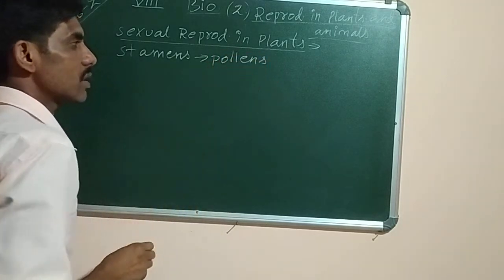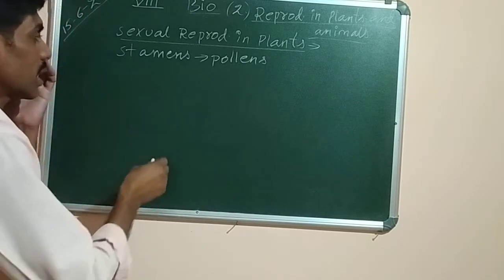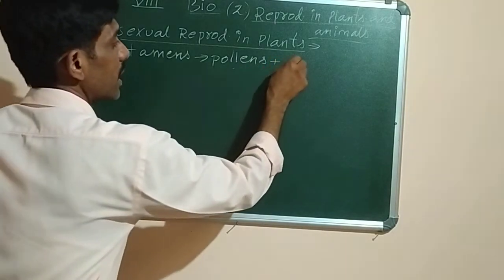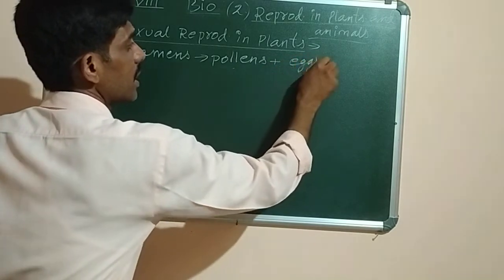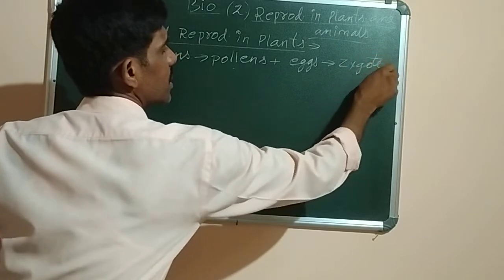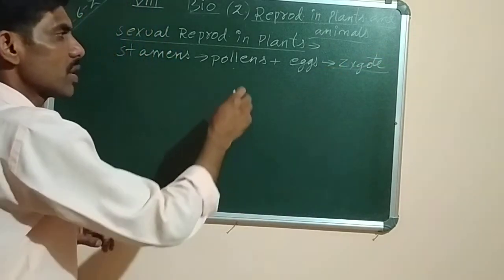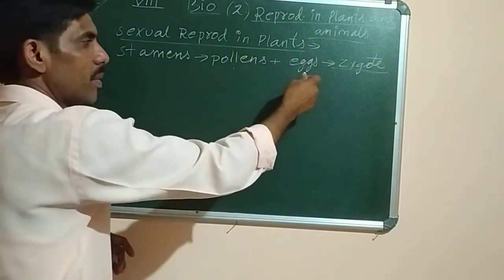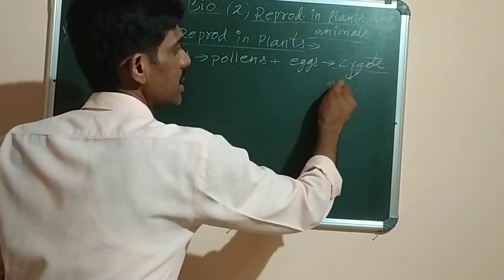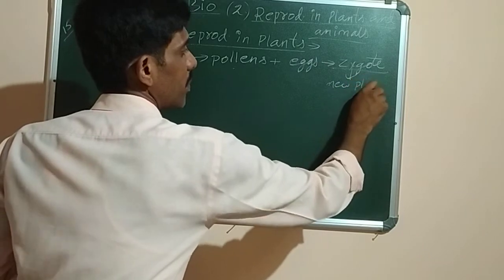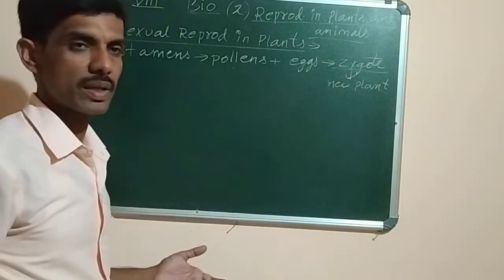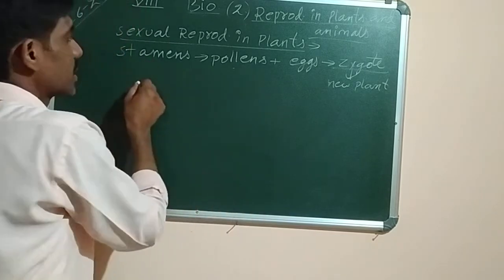These pollen grains, or the male gamete, fuse with the eggs, which are the female gamete. So when pollen combines with the eggs, they form the zygote. That results in the formation of a new plant. That process of fusion of male gamete with the female gamete is called fertilization, and the zygote develops into a new plant, that is a baby plant. That baby plant will germinate into a complete organism. So this is the method of sexual reproduction in plants.